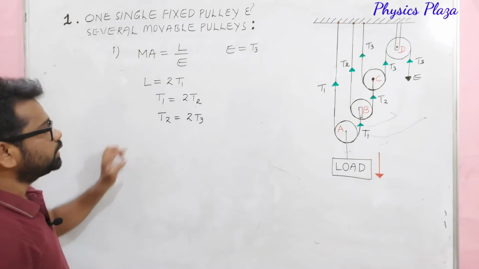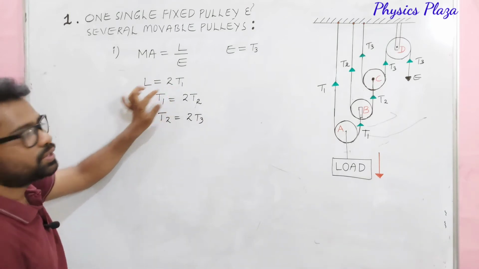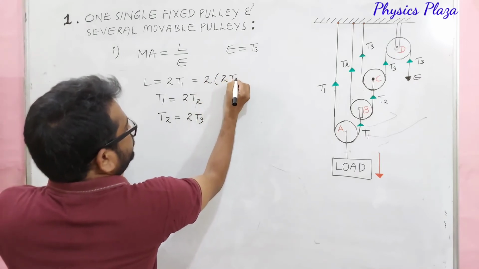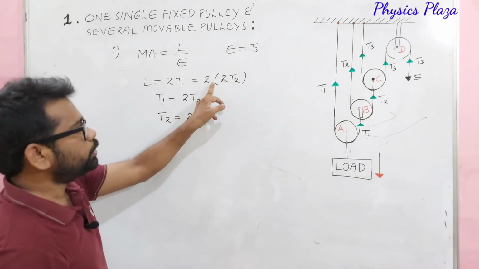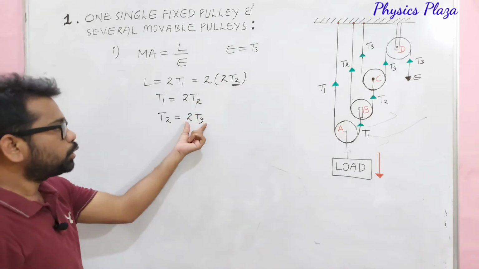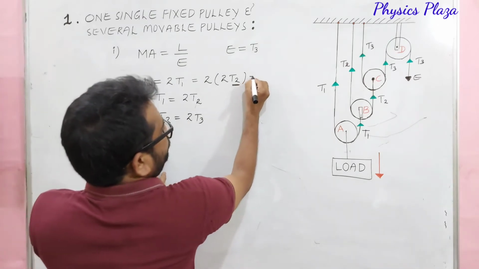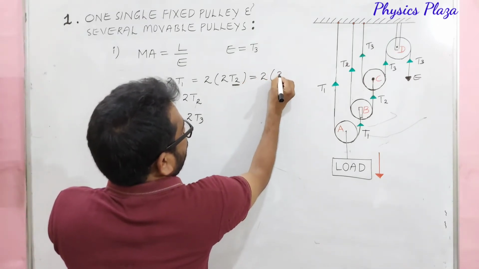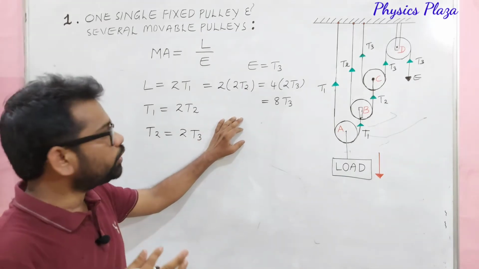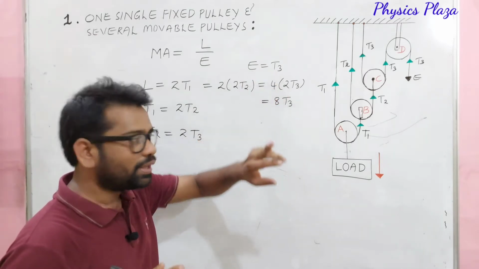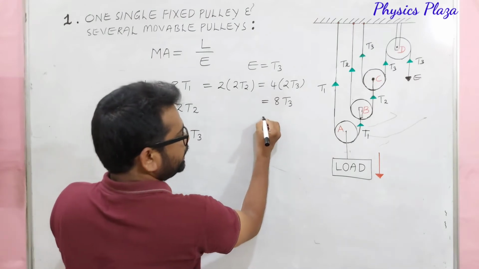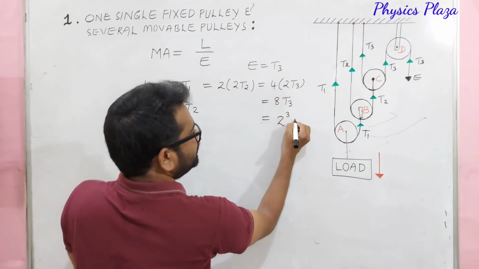Now, what we have to do? This T1 value you substitute here. So what do we get here? L is equal to 2T1, so that is 2 into 2T2, which is 4T2. And in the place of T2, dear children, you substitute 2T3, so you are going to get 2 into 2 into 2T3. Here we got E is equal to T3, but load is equal to 8T3. So this can be written as 2 power 3 T3.